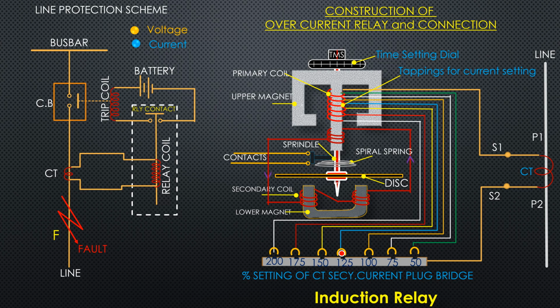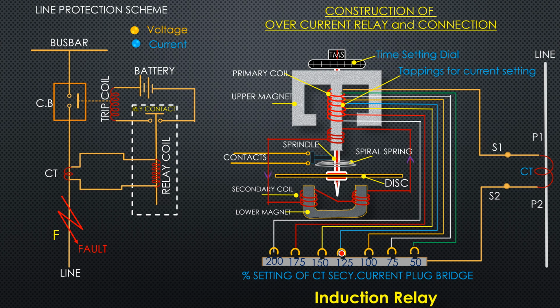In the picture at the left hand side, suppose we have a transmission line protected with CT, circuit breaker and relay. Once a short circuit at point F on the said line occurs, then the flow of current within the transmission line will increase to an enormous value.